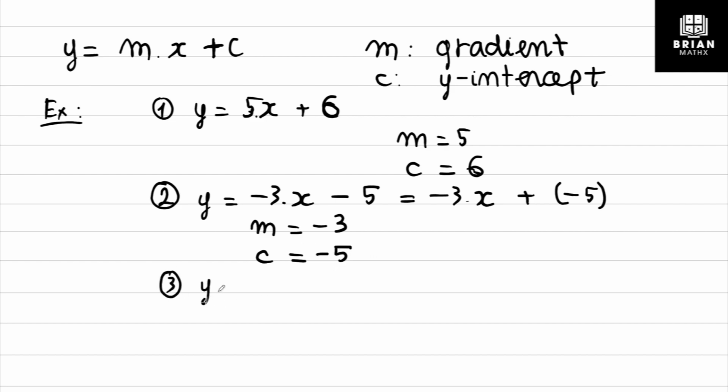Okay, question 3, you've got 6x -7. So what is m? You've got m equal to 6 and c equal to -7. Yeah, we're done.